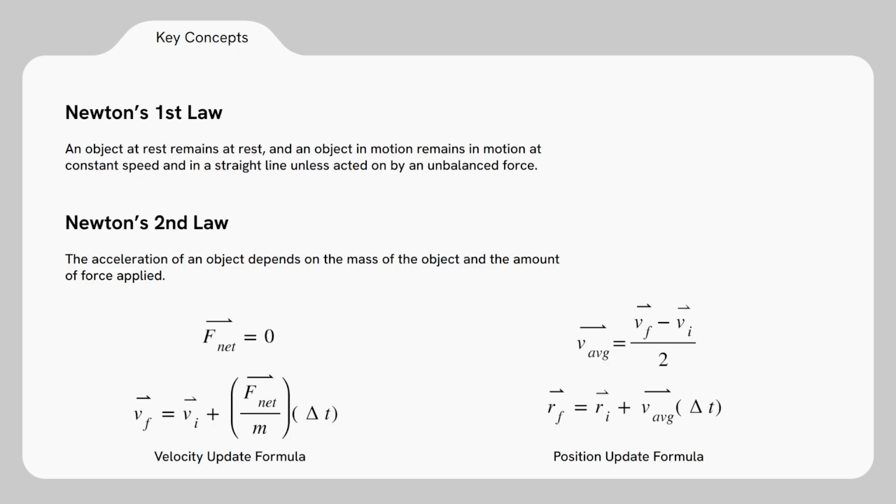We can prove that by rewriting Newton's second law as the velocity update formula, and this shows that the net force must be zero for initial velocity to equal final velocity. We also will use the position update formula in our calculations.